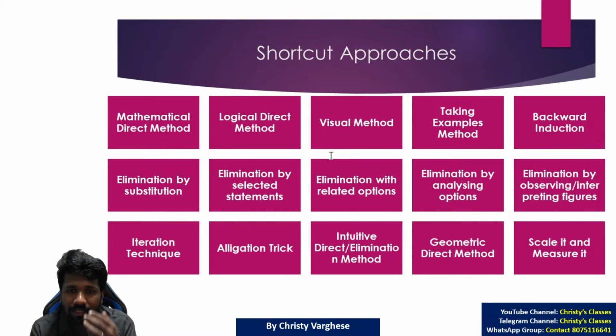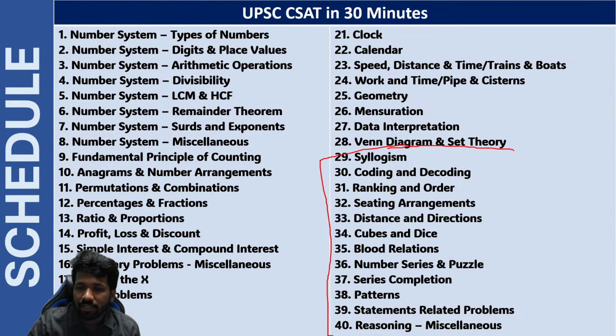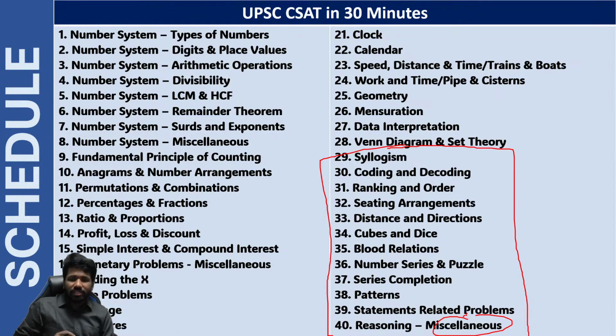So let us start today's topic, reasoning miscellaneous topic. Reasoning miscellaneous questions. Reasoning are the chapters we have discussed from the 29th lecture onwards. These 12 lectures are reasoning topics itself. Even in Venn diagram, some of the questions are purely reasoning type itself. But mainly these are the 12 chapters of reasoning. So in miscellaneous, we cannot categorize it into any of the previous 11 topics.